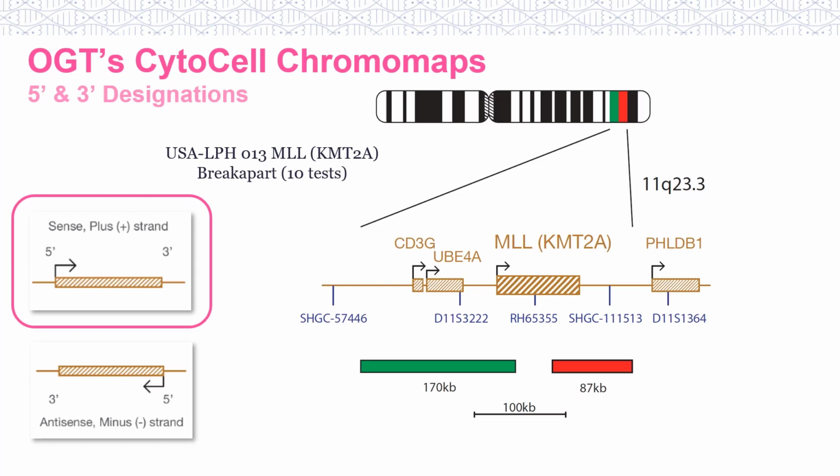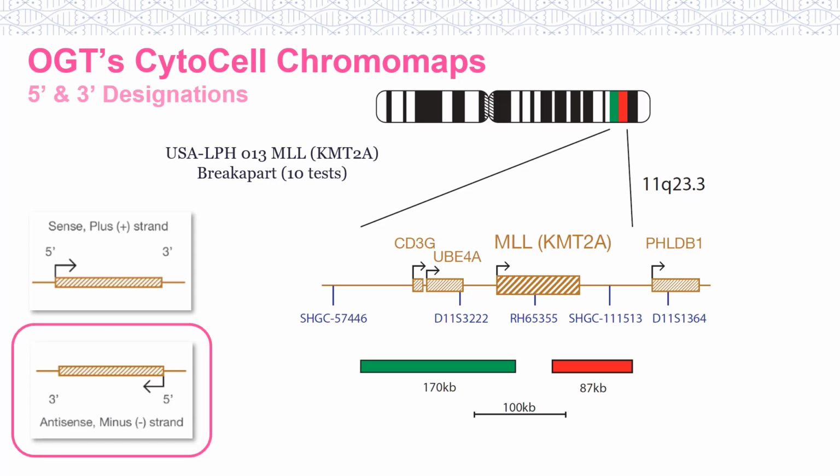sense strand. The sense strand contains the exact nucleotide base sequence as the mRNA and encodes for a functional protein, with a thymine base instead of uracil. However, genes that have an arrow below the gene, pointing to the left, are on the minus or antisense strand. The antisense is the non-coding strand of DNA.